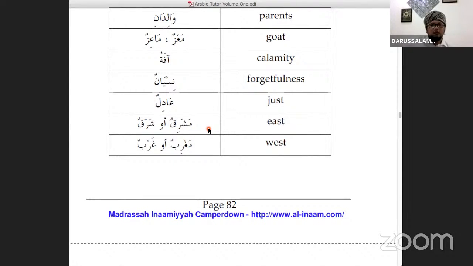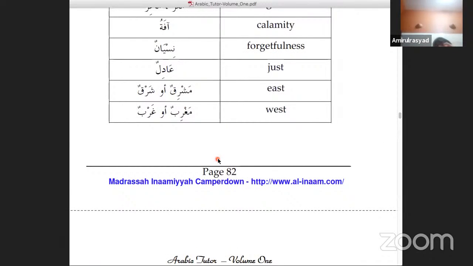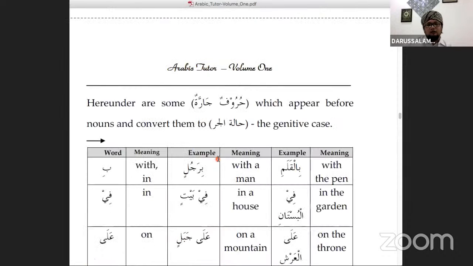Next. Maghrib. Gharb. The west. West, barat. West tu apa? Barat. East, timur, west. Okay.